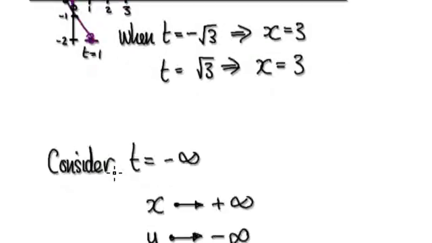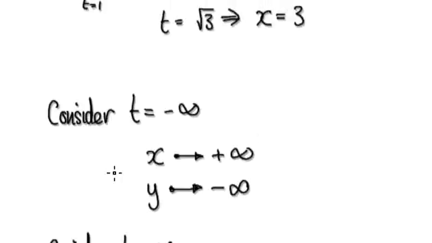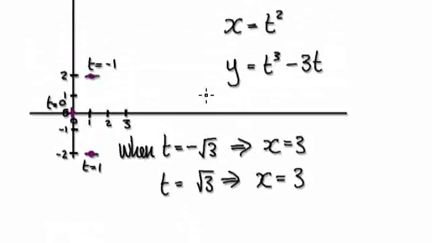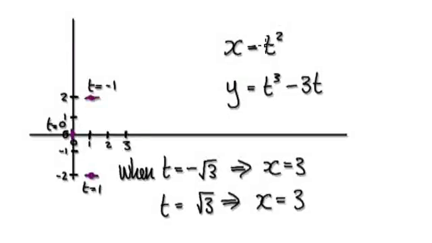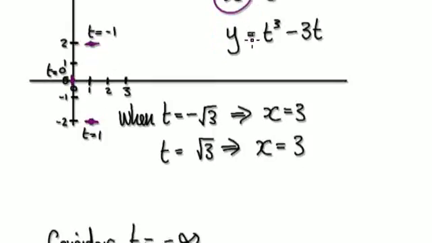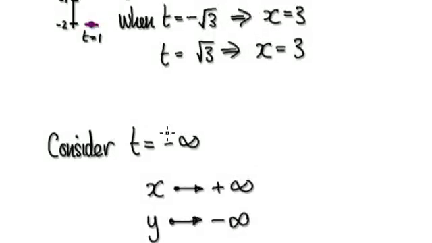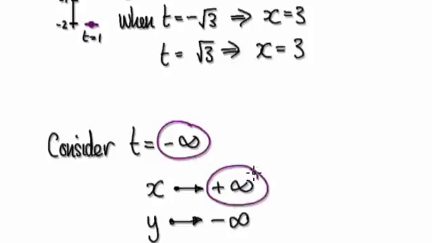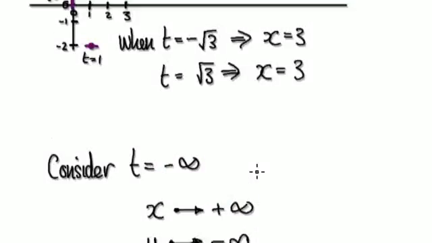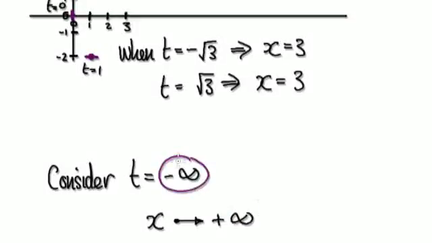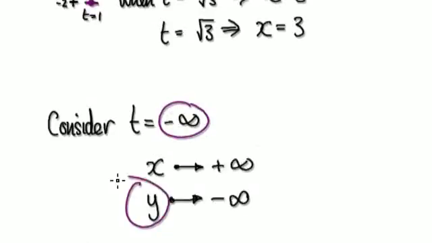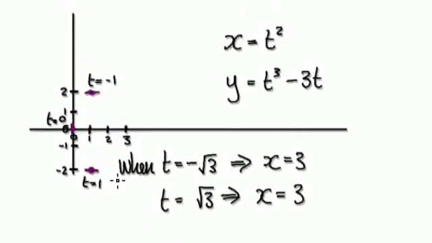So to obtain more information, we would need to consider when time is negative infinity. When time equals negative infinity, x here will be positive infinity. Now let's consider where y will be when time equals negative infinity.